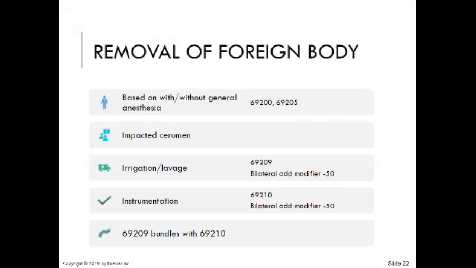The removal of foreign bodies is based on with or without general anesthesia, an impacted cerumen, irrigation or lavage, instrumental, and then you need to know that 69209 bundles with 69210. And of course, you'll find that note in your CPT. Otoplasty is for protruding ears. You may or may not decrease external ear size, and you need to add a 50 modifier if you're going to be doing both ears.